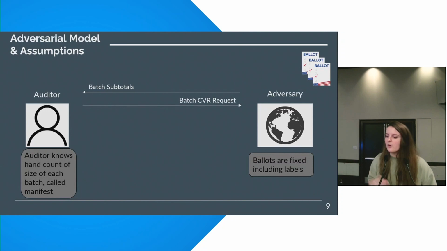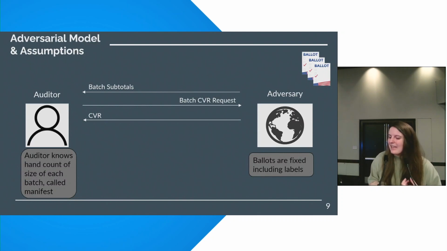The auditor then sends a request for the batch CVR. The adversary assigns identifiers to the ballots within the batch if they're not already there, and responds in turn with that batch CVR. The auditor needs to make a series of checks on the CVR. This is part of our adversarial model, so these checks include mainly ensuring that the number of votes for the winner and loser match the number of votes for the winner and loser as shown in the batch subtotals, and they need to ensure that there are no duplicate identifiers on the batch CVR, and I'll get into that information in a second.